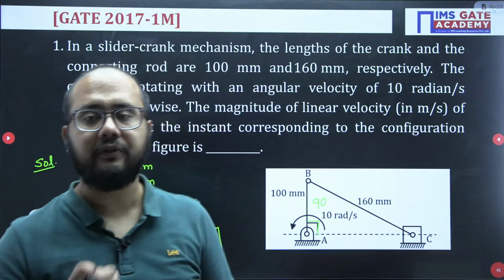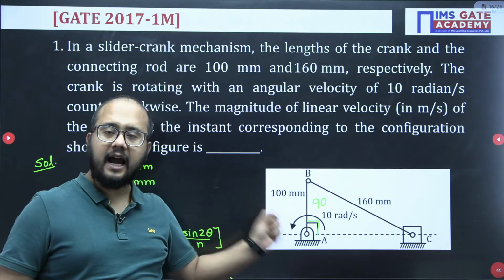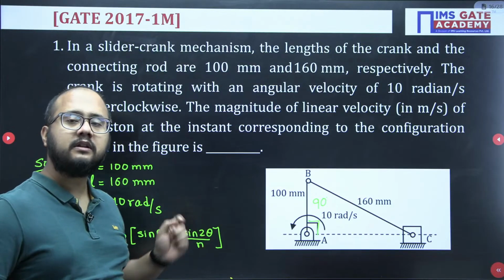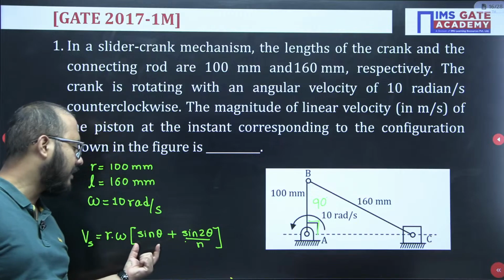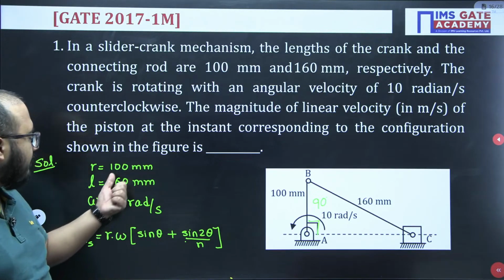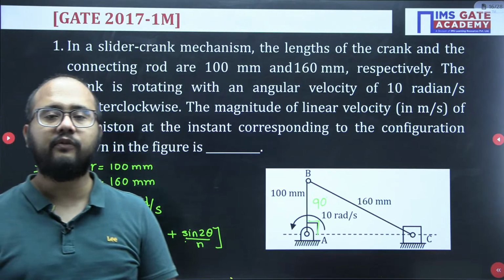Is it clear to everyone? The angle of crank here is 90 degrees. So sin 2 theta becomes sin 180 degrees, which means 0 value. So this is 0. Now coming to sin theta, sin 90 degrees, 1. R into omega: R value is 100 mm, that is 0.1. Omega is 10 radian per second. So what will be your answer?